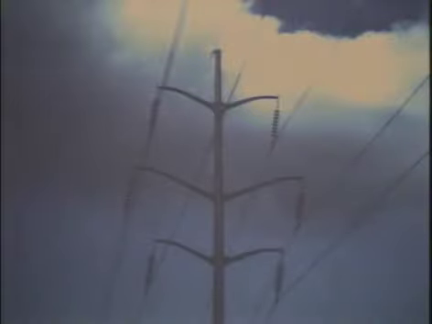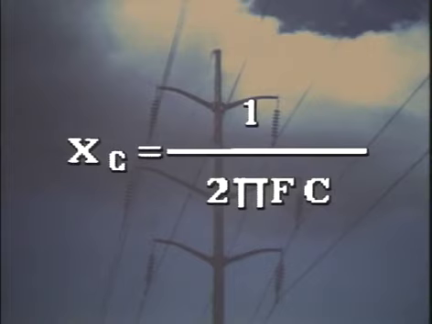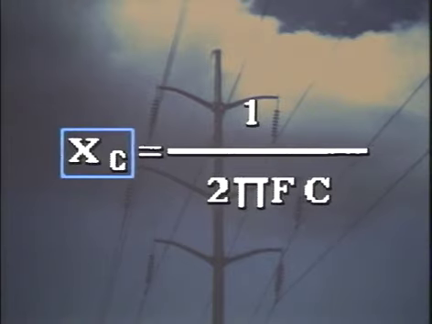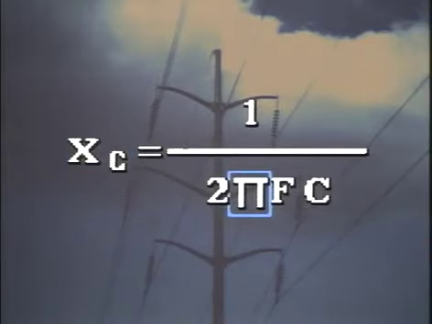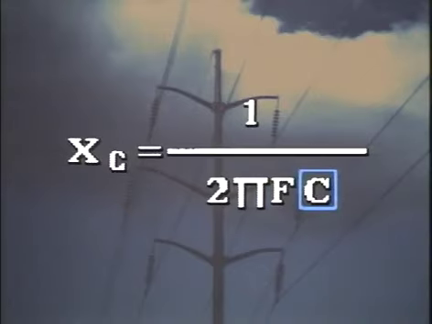Capacitive reactance is generally expressed in equation form as X sub C equals 1 divided by 2 times pi times f times C. X sub C represents the amount of capacitive reactance measured in ohms. Again, pi is a constant of about 3.14. f is frequency, a constant of 60 hertz, and C is capacitance, measured in farads.